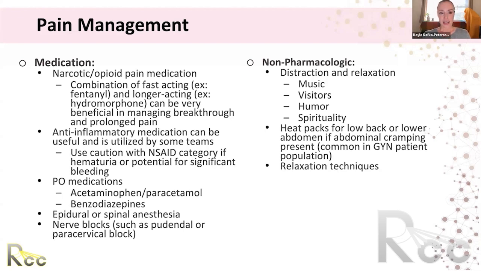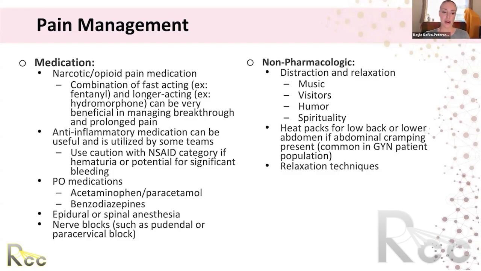Use of non-narcotics or non-opioids is important too, such as acetaminophen, or outside the US, it's called paracetamol in a lot of places, or benzodiazepine, or also NSAIDs, but you do have to be careful with those if hematuria is present. Some facilities have access to epidurals or spinal anesthesia, and those are very effective for the pelvic population.